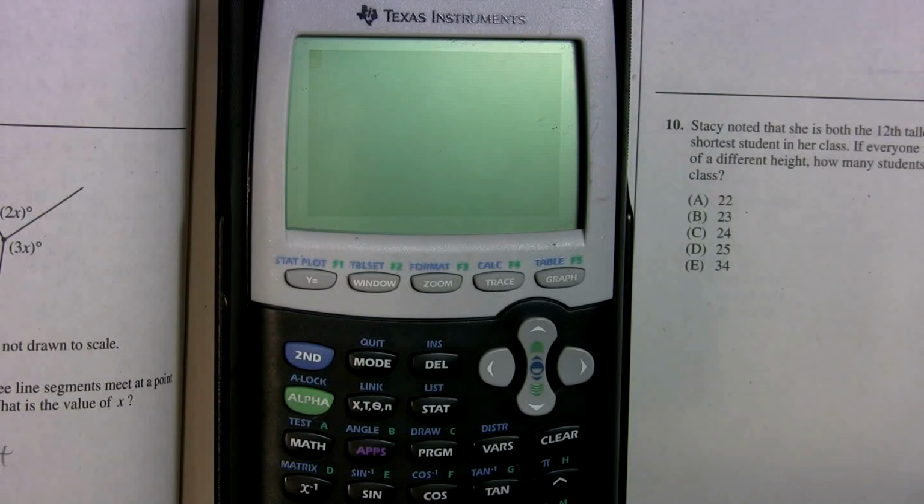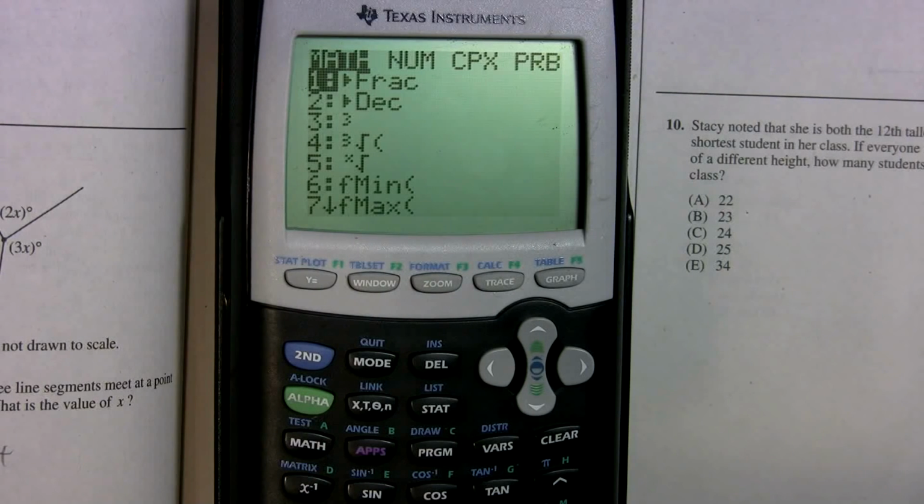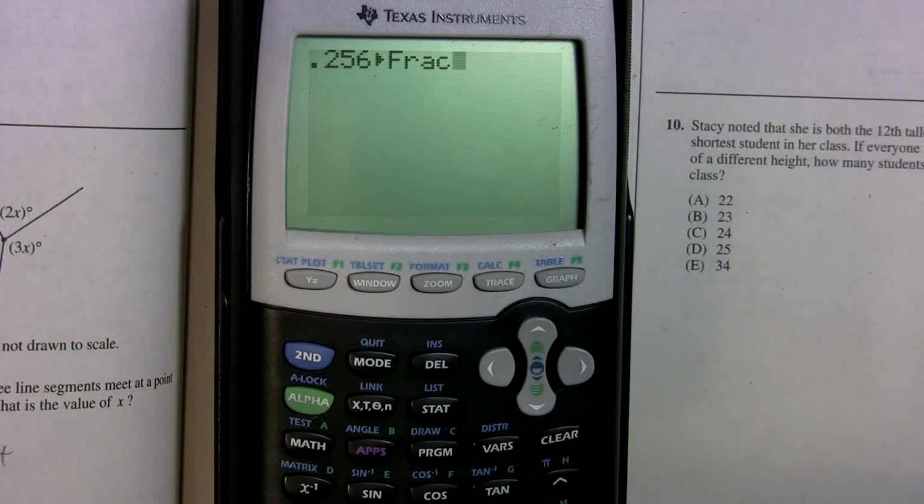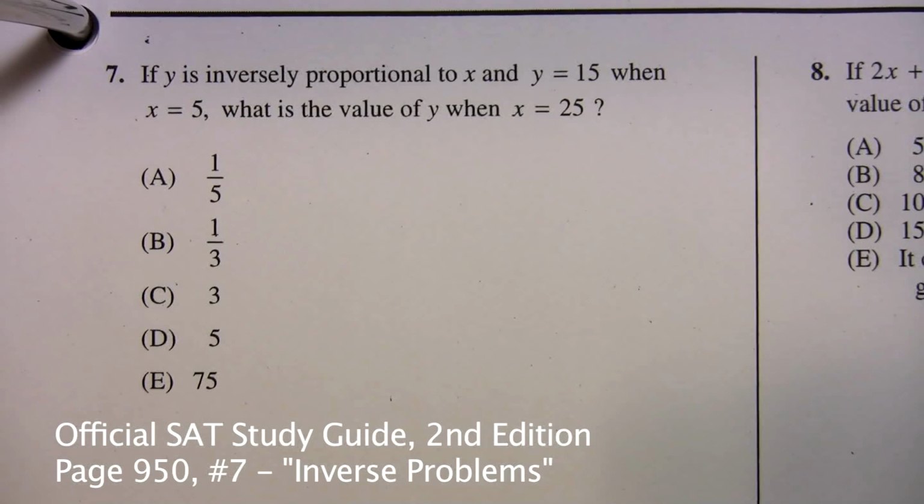Let's say you're doing a problem and you get an answer in decimal form, let's say you got 0.256. But when you look over at your answer choices, all your answers are in fraction form. All you have to do, hit math, hit enter again, you get the fraction function, and it'll convert it into a fraction. Really helpful if you get a decimal and all your answer choices are in fraction form. We're on page 950, this is number 7, and it's an inverse problem.